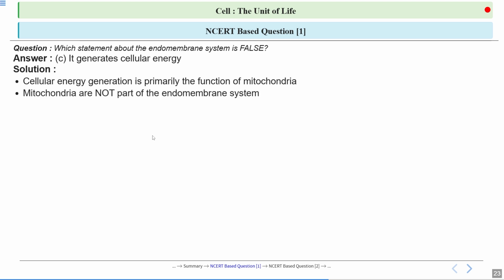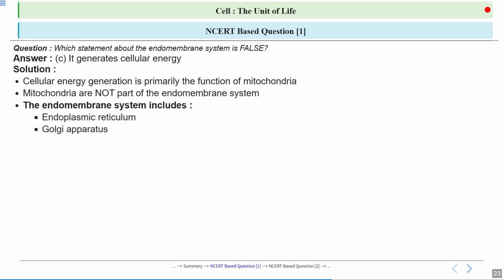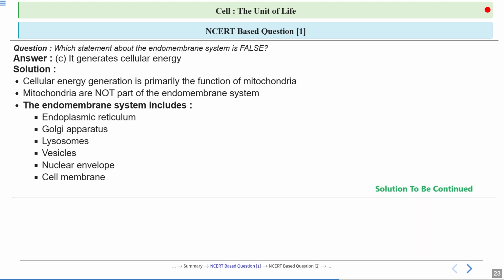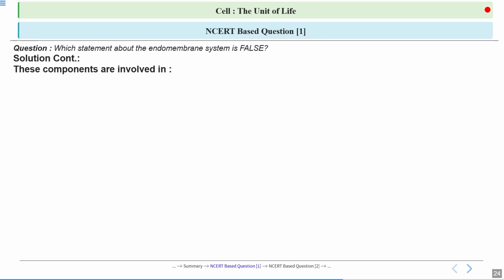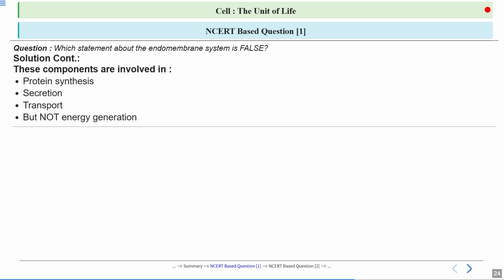Okay, mitochondria are also not part of the endomembrane system. Which organelles does the endomembrane system include? Endoplasmic reticulum, Golgi apparatus, lysosomes, and vacuoles or vesicles. Clear? The nuclear envelope as well, and the cell membrane, in addition to the other organelles. So the components of the endomembrane system are involved in protein synthesis, secretion, and transport of the proteins, but not energy generation.